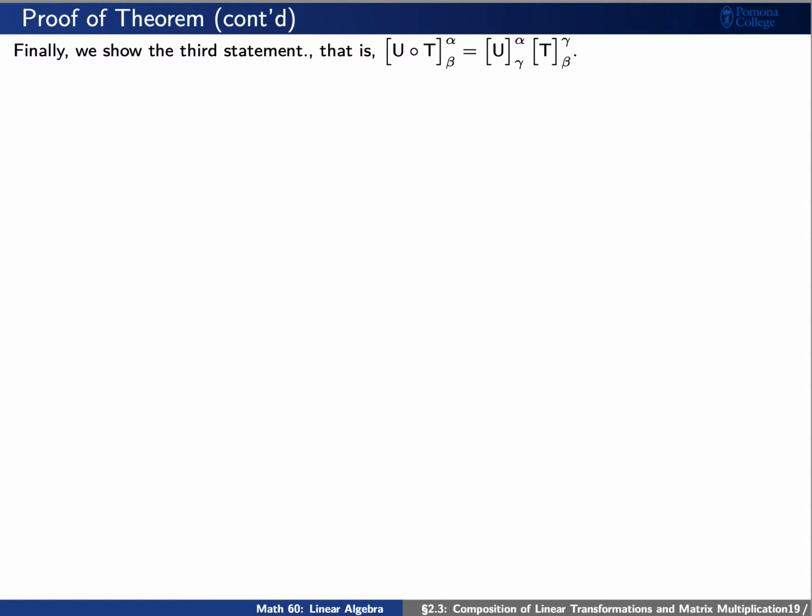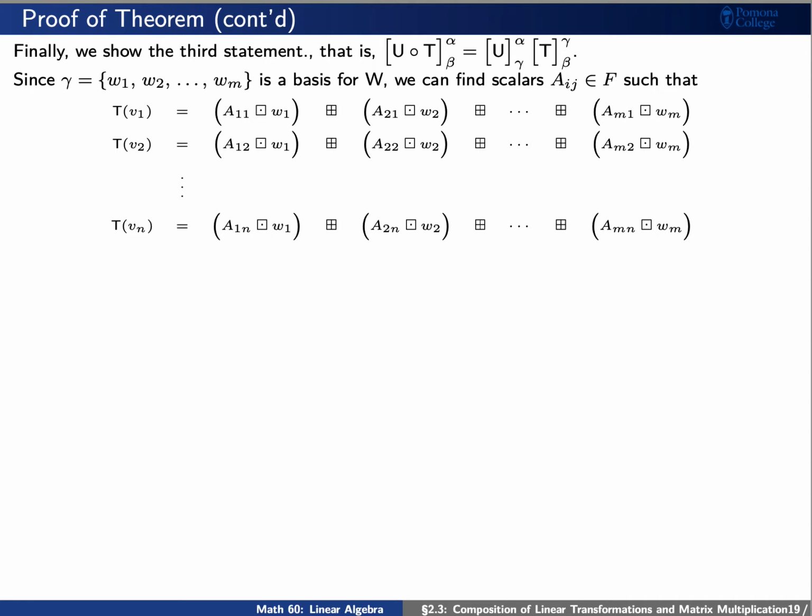Finally, we'll show the third statement. That is the statement about how the matrix representation of a composition is just the product of matrices. To begin with, let's try to remind ourselves what are the definitions of these matrix representations.